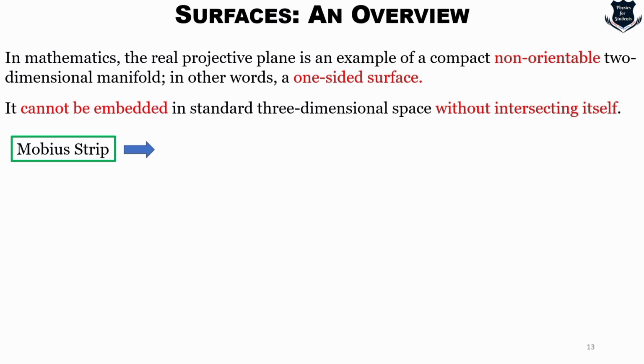So in terms of construction, I mean to say, based on a Mobius strip. If you could glue the single edge of the Mobius strip to itself in the correct direction, you will get a projective plane, right? But this cannot be done in three-dimensional space, right?